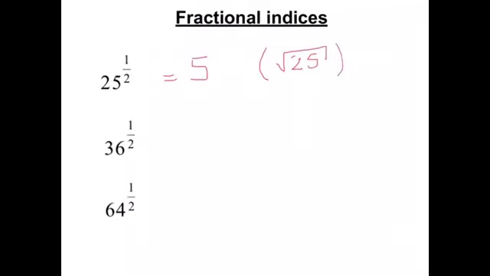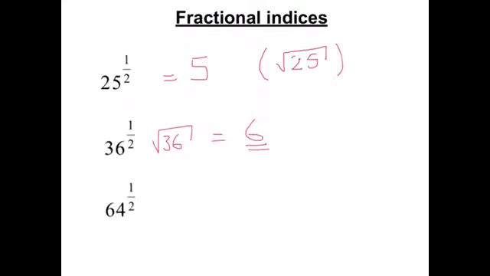Looking at the next one here, 36 to a power of a half. Well, the same thing, the power of a half means to square root. So the square root of 36 is 6. So that's our answer.